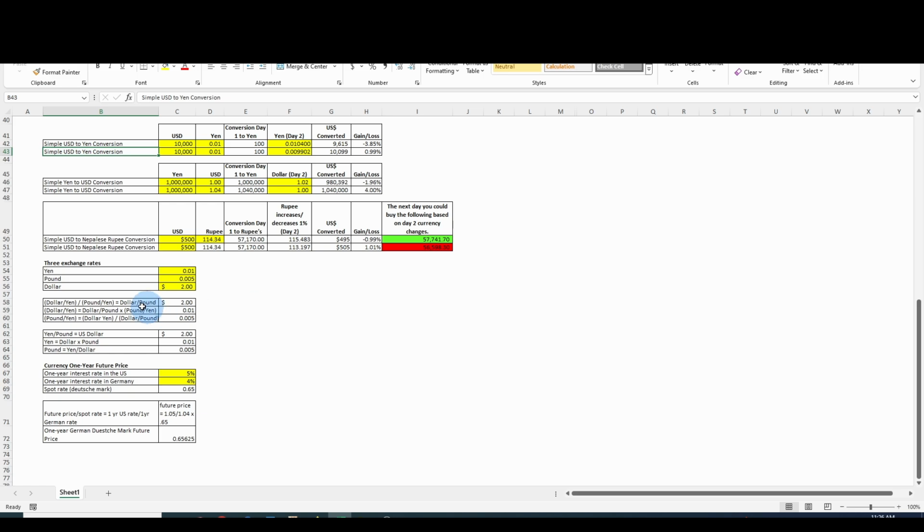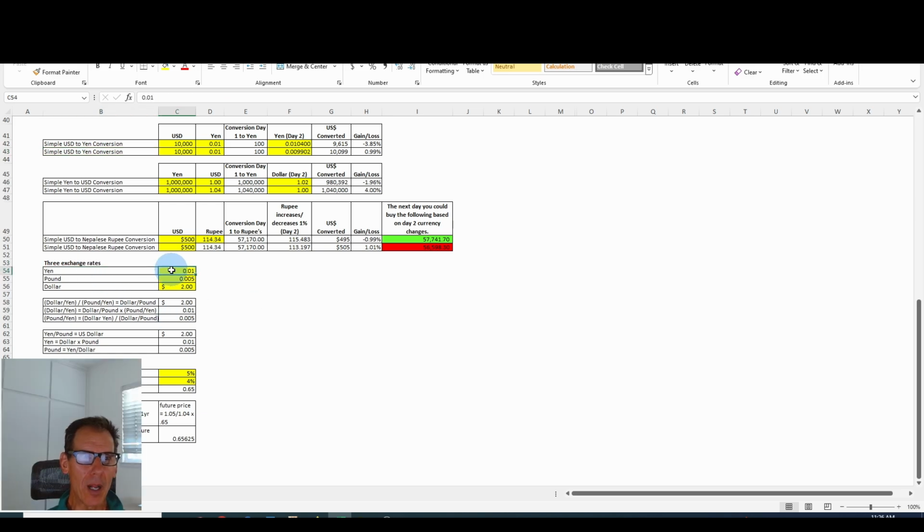Let's move on. Let's say we have three exchange rates. We have 0.01 to the dollar. We have 0.05 to the dollar. And then we have 2 to the dollar. What am I talking about? Dollar yen divided by pound yen equals 2. What am I talking about? Let's look here. This will confuse you. There's no ifs, ands, or buts. You have to just literally take this step by step.